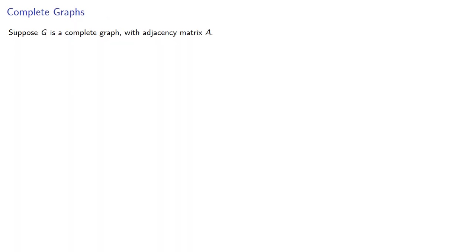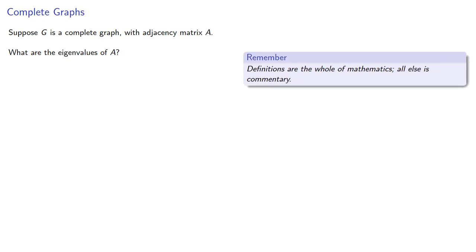So we'll start with a few common types of graphs. Suppose G is a complete graph with adjacency matrix A. What are the eigenvalues of A? Remember, definitions are the whole of mathematics. All else is commentary. We want to find lambda, where Av equals lambda v.